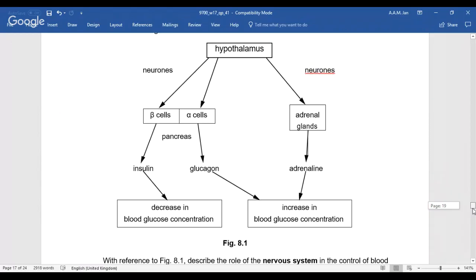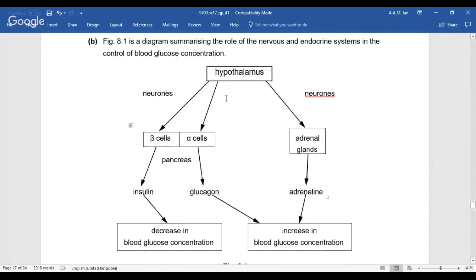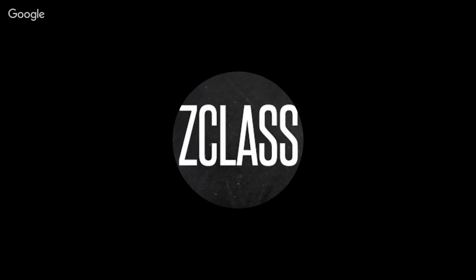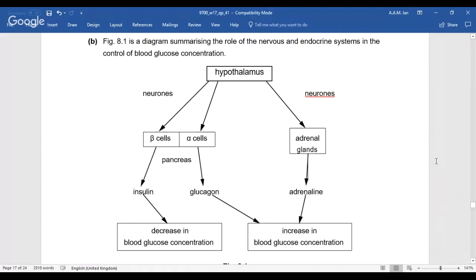It doesn't. Okay, maybe that's my inference from knowing that. But by seeing here that the hypothalamus controls beta cells, alpha cells, adrenal gland, the sort of, but didn't we talk about last time that it was the beta and the alpha cells that detect the change? Did I say that? Okay, I might have confused myself.